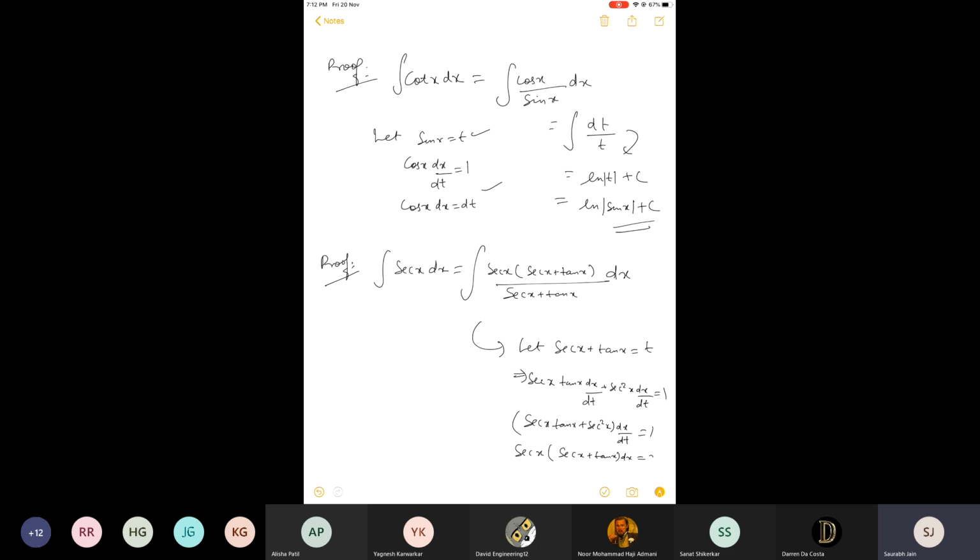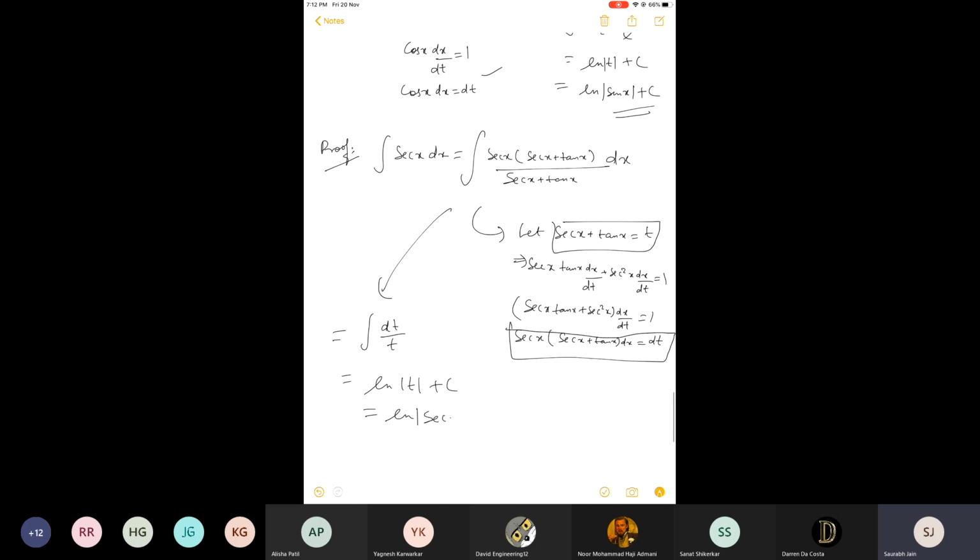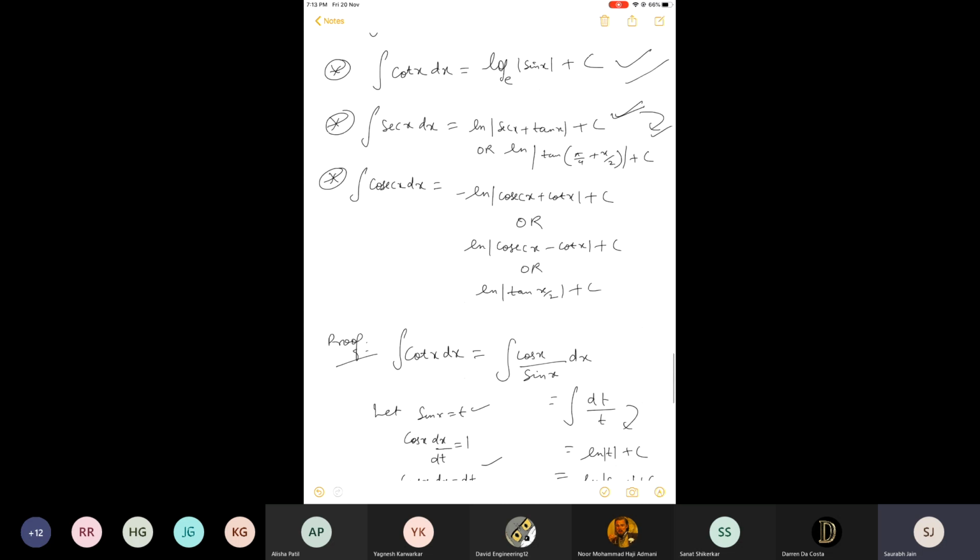dx, dt will be shifted to the right hand side. And this is your numerator. This is your denominator. Once again, the question changes to the second formula. What is the answer? ln mod t. What will you write here? In place of t, you will write sec x plus tan x. See, the first formula is coming: ln mod sec x plus tan x. See, this is coming.